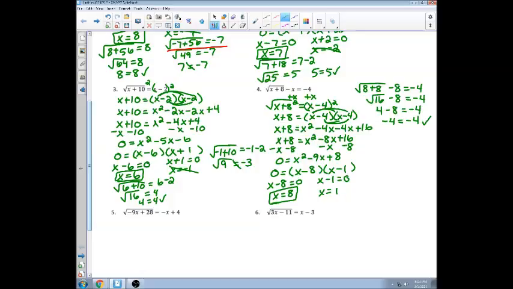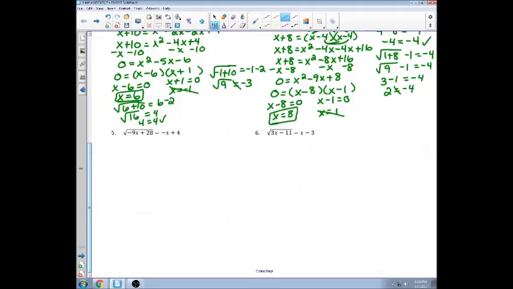Now I need to put 1 in for all of my x's. So the square root of 1 plus 8, minus 1 equals negative 4. I have the square root of 1 plus 8 is 9, minus 1 equals negative 4. This would be 3 minus 1 equals negative 4. 3 minus 1 is 2, which is not equal to negative 4, so x cannot equal 1. All right. On to problem 5.